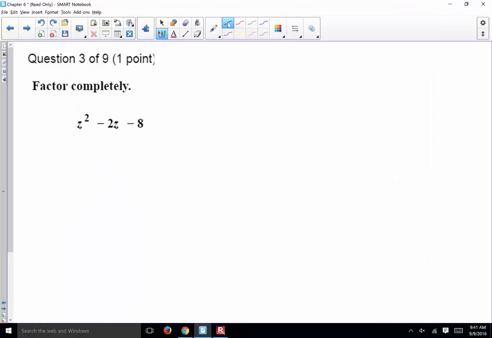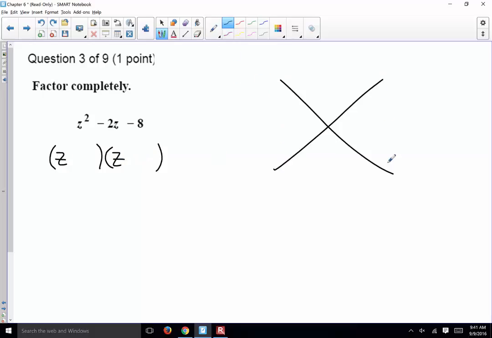All right. I want you to try this on your own for a second. You just need to find two numbers. Okay, I'm going to use this symbol. Product will be -8, and sum will be -2. What two numbers does that?